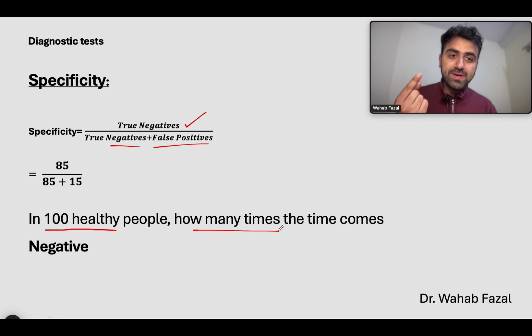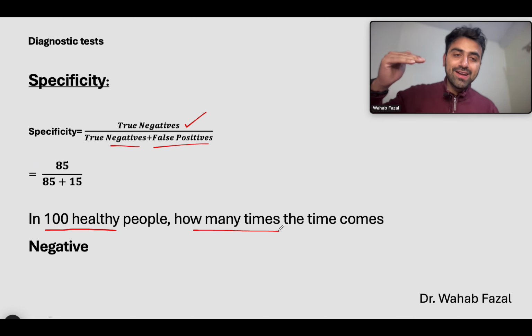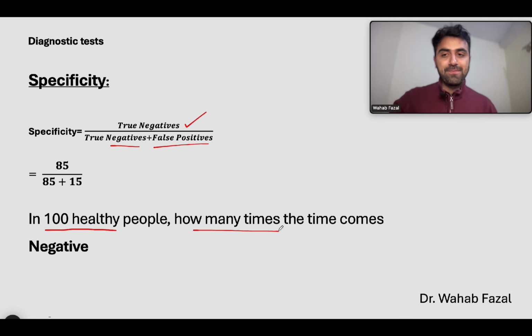Sensitivity of 80% means the test comes up positive in diseased people. Out of 100 people, it comes up positive only 80 times. The rest of the 20 are false negatives. So the formula is TP over TP plus false negative, TP plus FN.